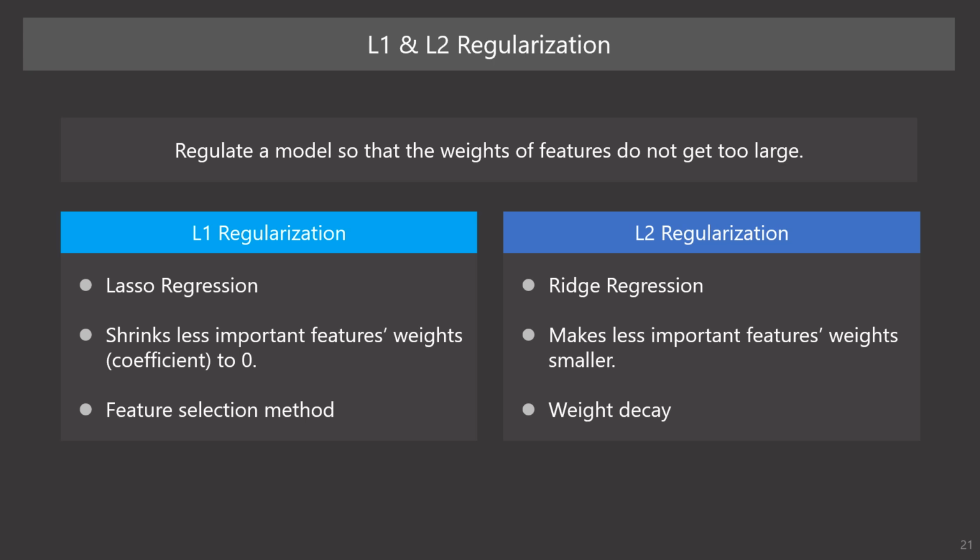L1 regularization is called lasso regression. Lasso shrinks the less impactful features' weights to 0, and thus removes those less impactful features. So, lasso works as a feature selection method. L2 regularization is also called ridge regression. Ridge makes less impactful features' weights smaller. So, ridge regression is often referred to as weight decay.